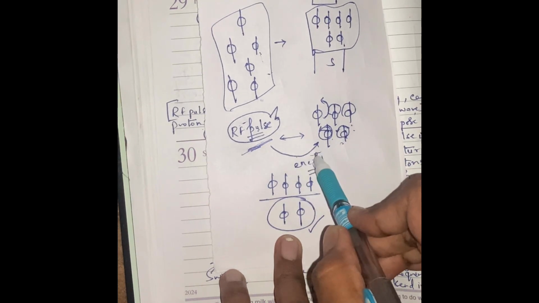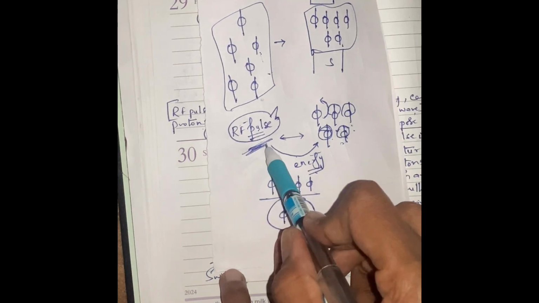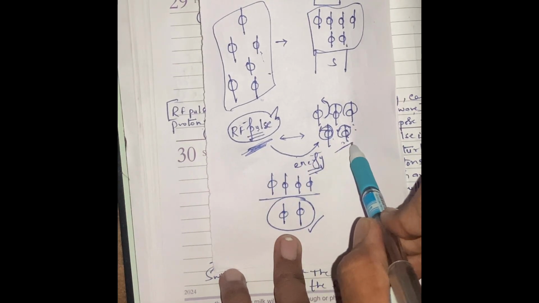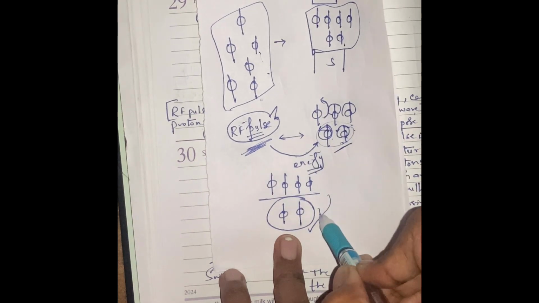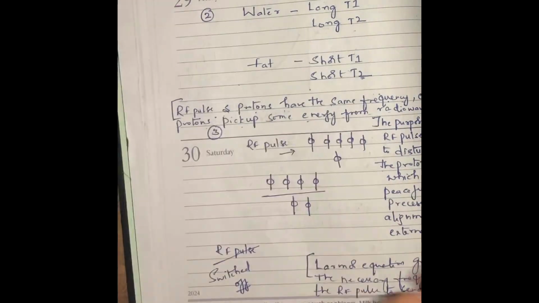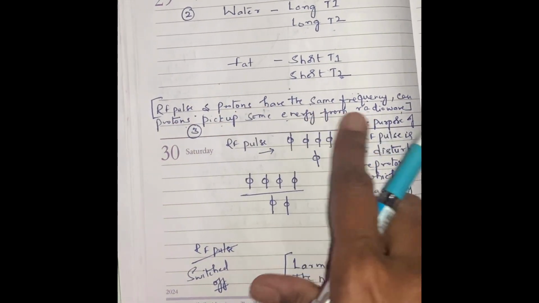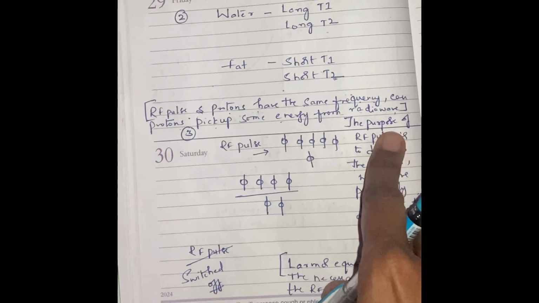When this process occurs, when will these protons take up the energy? Only when the frequency of this radio frequency pulse and this precessing proton is the same. Then only these precessing protons take up the energy and go to the higher energy level. That's what is written here. The radio frequency pulse and protons have the same frequency. Then only these protons can pick up some energy from the radio wave.